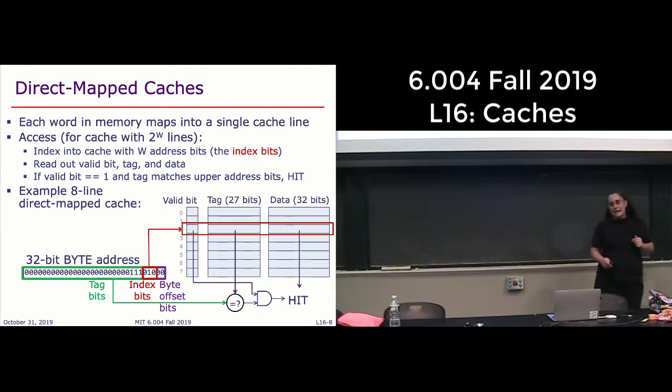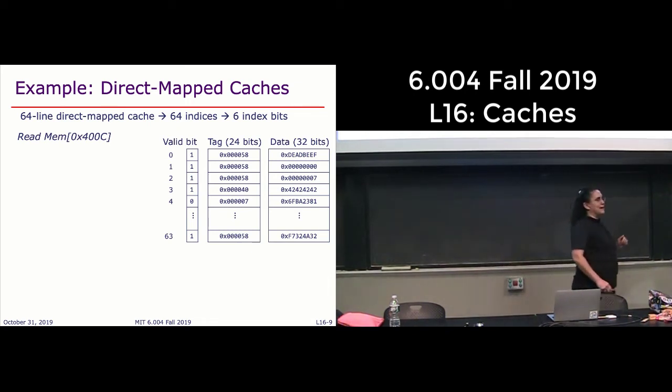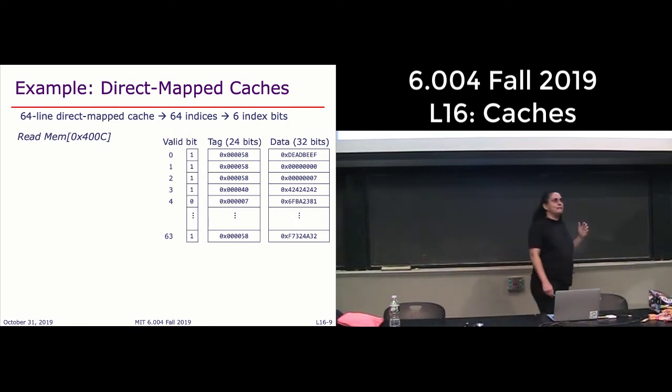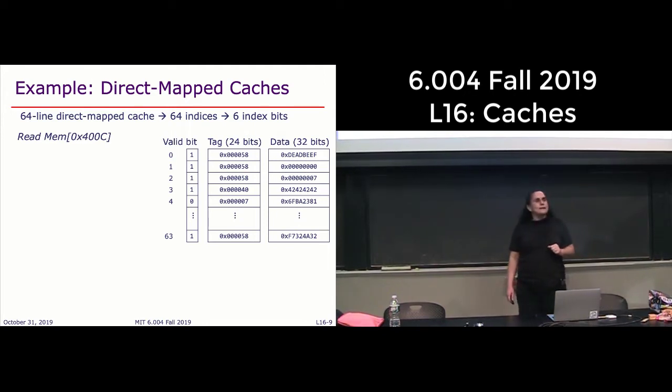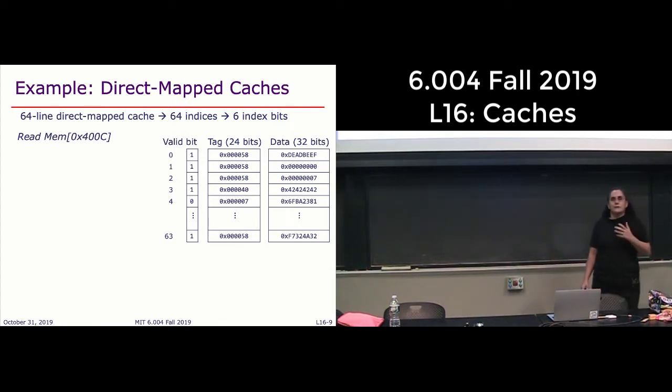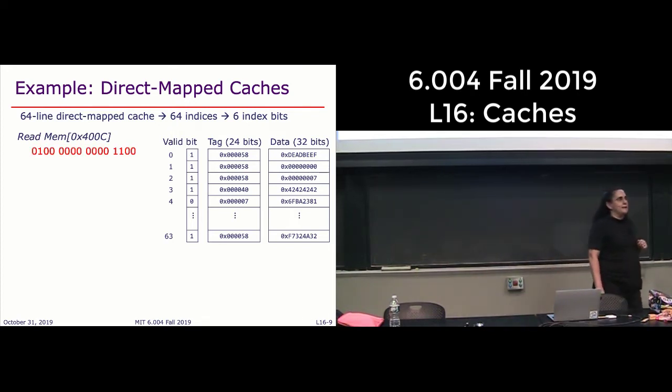Okay? So now let's go through an example to make sure it's clear to us how these direct mapped caches work. So in this example, we're going to have a cache that has 64 lines in it. And so in order to access 64 lines, I need 6 index bits. All right, and the particular address that I'm going to try to fetch from memory is 0x400C. Okay, so what's the first thing that I need to do in order to check whether this thing is in my cache? First thing I'm going to do is translate that address to binary, and split it up into the various fields that we talked about.